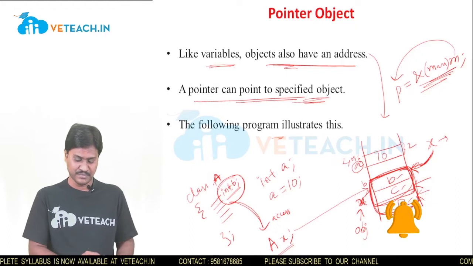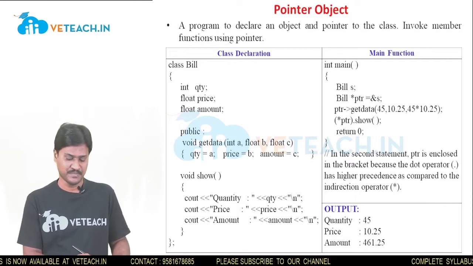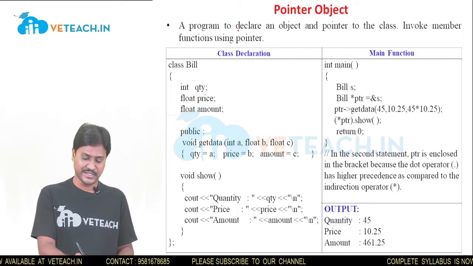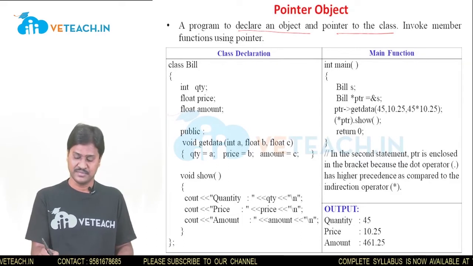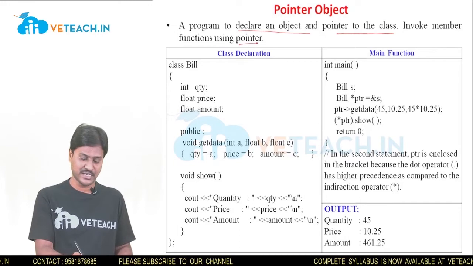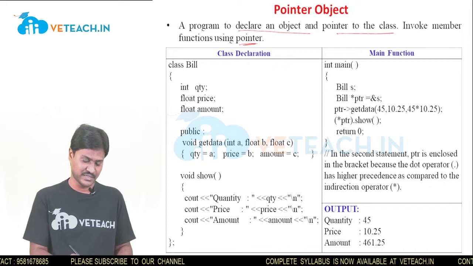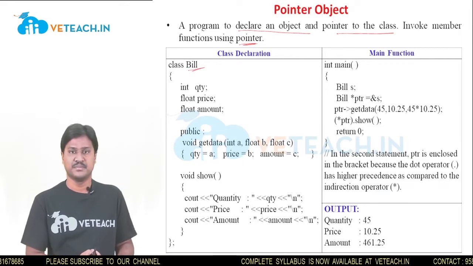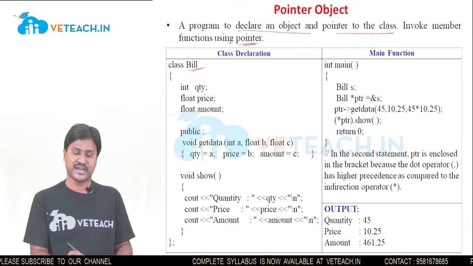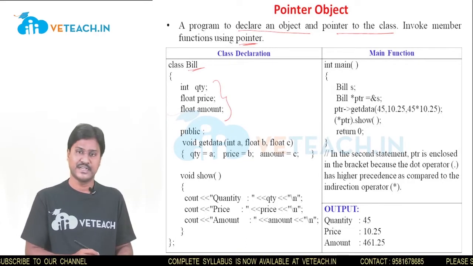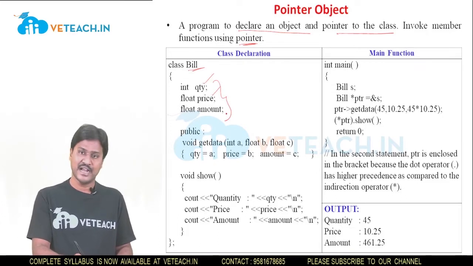So, the program for this concept. Coming to the pointer object program example, this program illustrates how to declare an object and a pointer to a class, and invoke a member function using that pointer. This is the main domain of this program. Here consider a class Bill. Bill is a class name and it has some properties: there are three data members defined in the Bill class, quantity, price and amount.